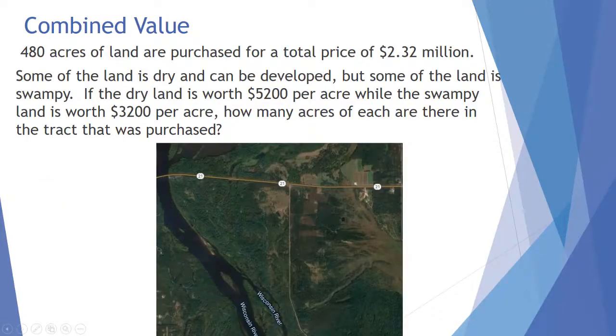Last problem here today, a combined value problem. Suppose 480 acres of land are purchased for a total price of $2.32 million. Some of that land is dry, can be developed right away, but some of it is swampy. Dry land is worth $5,200 per acre, but the swampy land is only worth $3,200 per acre. Then how many acres of each are there in this entire tract?